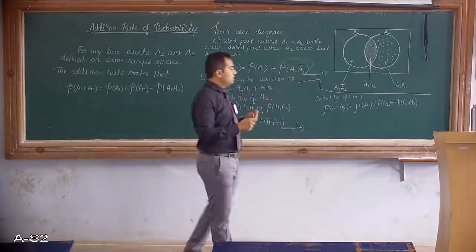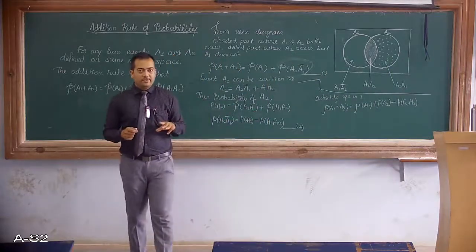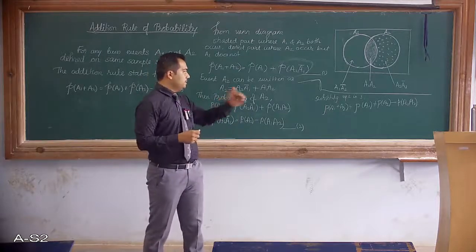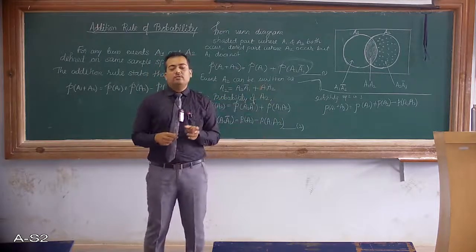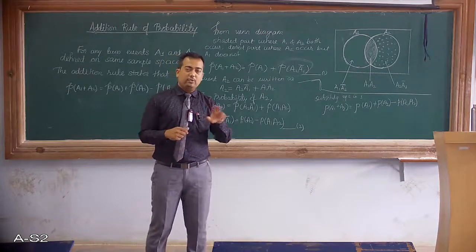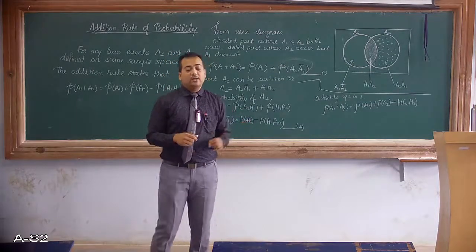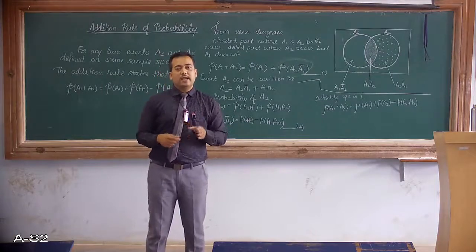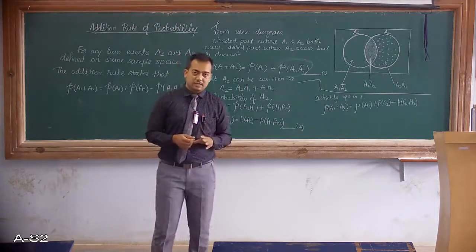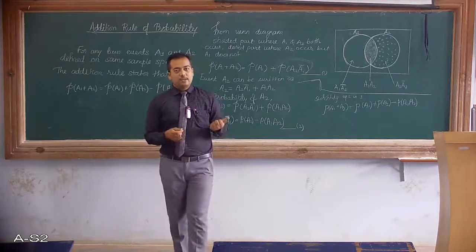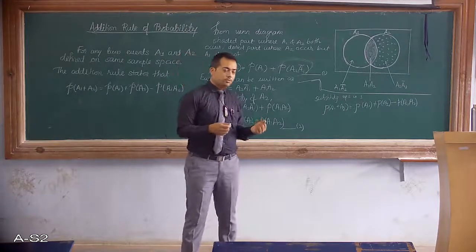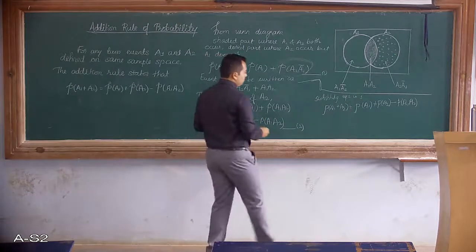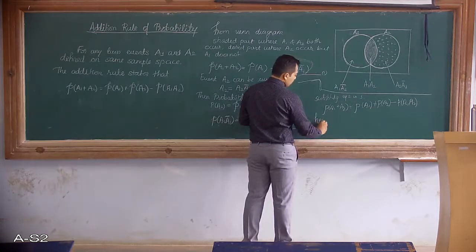Now the same we can expand for three events, as in the addition rule: probability of A1 plus A2 plus A3, then we have to subtract the common parts A1 A2, A2 A3 and A1 A3, and then we have to add at the end A1 A2 A3. It is the same addition rule that we have used in set theory. The same rule is applicable; the only thing is that we have to make use of the probability term here. So this completes the proof of the theorem.